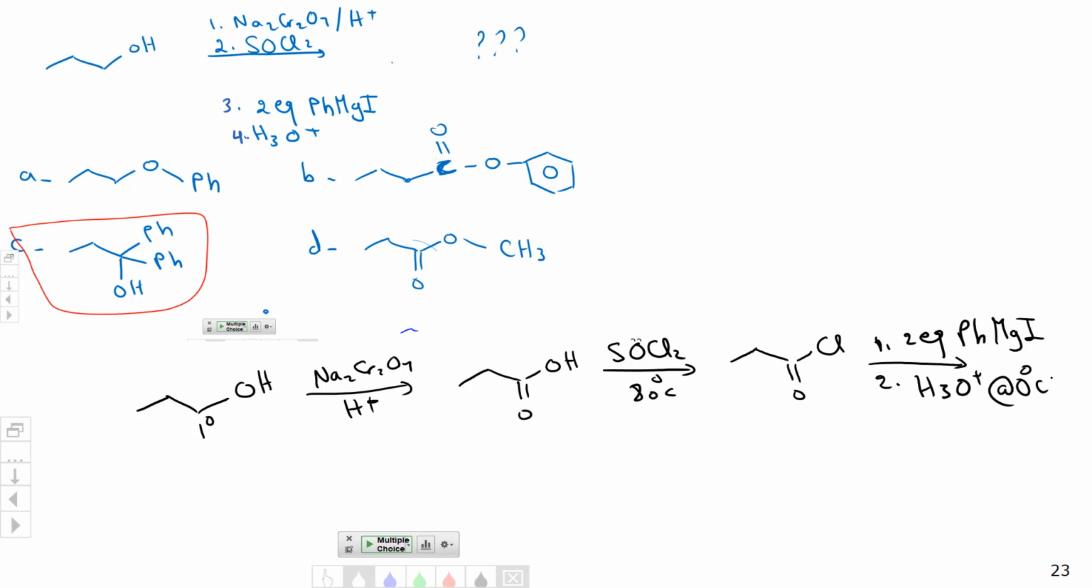So we know that for acid chlorides and esters, when we add two equivalents of the Grignard, the two R's will attack the carbon of the carbonyl and end up with a tertiary alcohol. So this is the carbon that used to be the carbon of the carbonyl. Now the two phenyls are attached to it, which makes C the right answer.